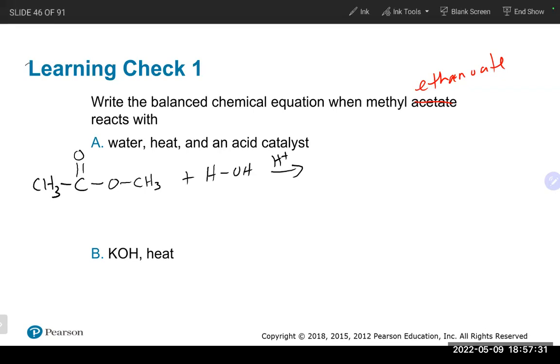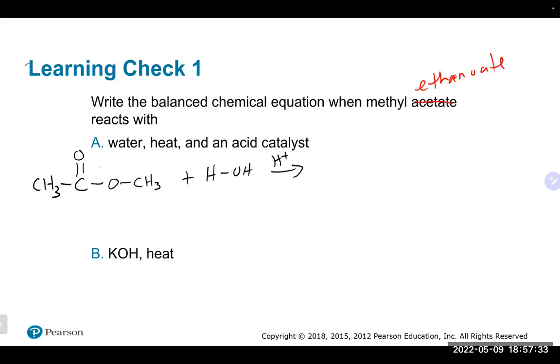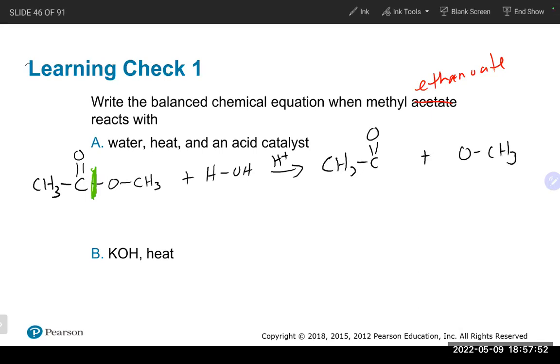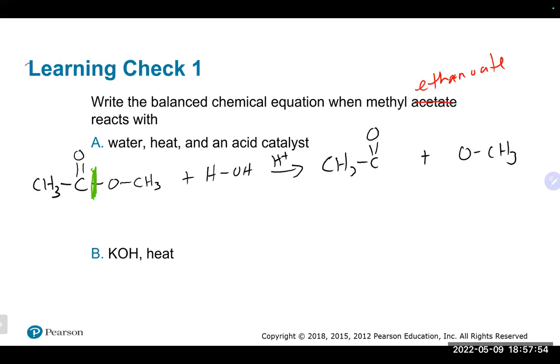So once again, we're going to break this right between here, and we're just going to draw the 2 parts. That would get us our CH3, C double bond O, plus an OCH3. Here we just need to make back our alcohol and our carboxylic acid. So the H will end up over there to get our alcohol, and our OH here will end up over here to get our carboxylic acid. Questions on that one there?